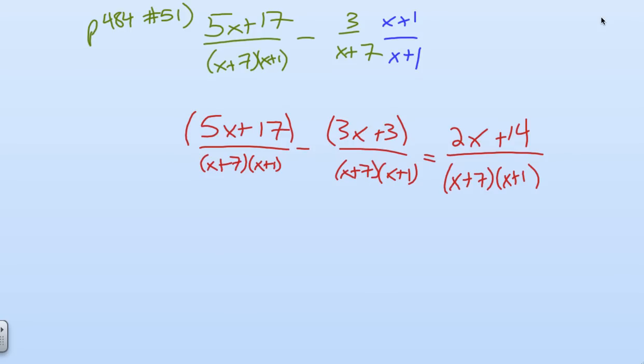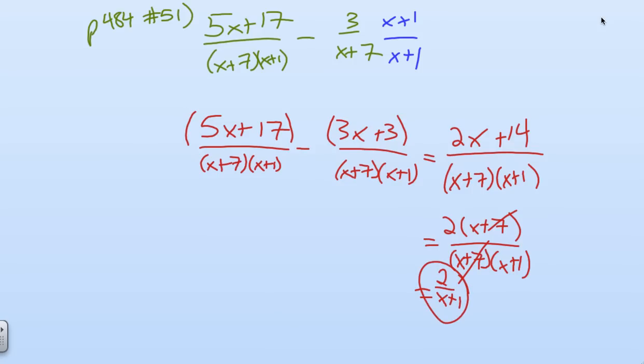Now that I have it in one fraction, I should try to see if I can simplify that one fraction. Currently, I can't, because I have addition and subtraction signs in there, and nothing's exactly the same. But if I take out a GCF of 2 for my numerator, now I've turned that into 2 times x plus 7, and I am free to cancel my x plus 7s, leaving me with 2 over x plus 1. Simplified really quite nicely.